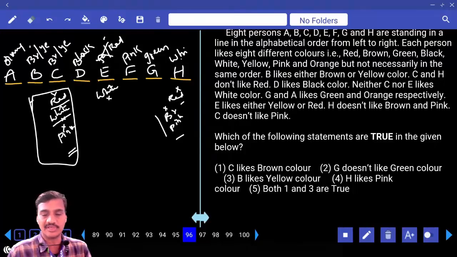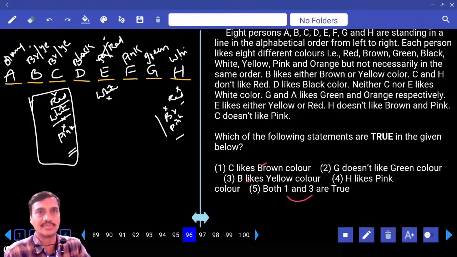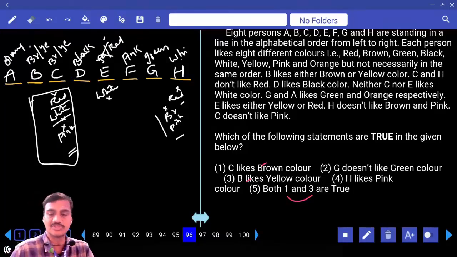Then what is your answer here? Your answer could be either 1 or 3. Maybe this can be true or this can be true. If C likes brown color is true, then B likes yellow color. Or if B likes yellow color, C likes brown color. Hence between these two only one can happen. Hence 1 and 3, choice 5, question number 96.